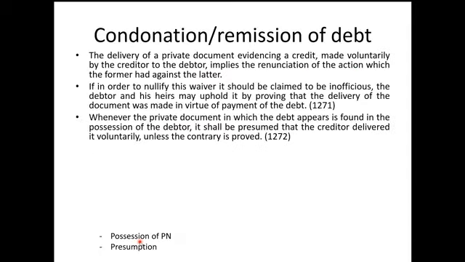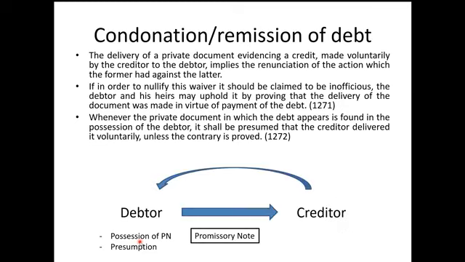Okay, now, punta tayo dito sa illustration. Sabi dyan, the delivery of private document evidencing credit made voluntarily by the creditor to the debtor implies the renunciation of the action which the former had against the latter. Okay? Now, example, yung debtor nag-issue ng promissory note in favor of the creditor, at yung creditor, voluntary ni-return ang PN dito. Ang tawag dyan, implied condonation of debt.